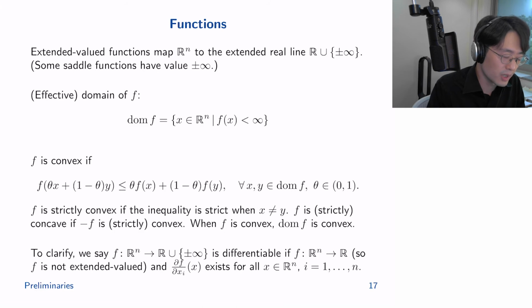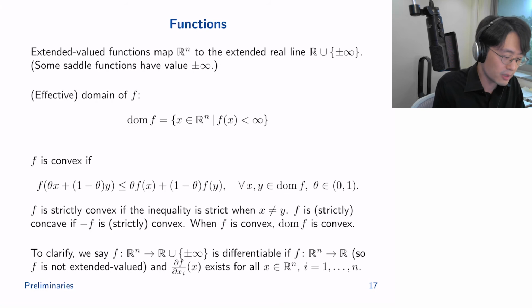Given a function, we define its effective domain as the points such that the output of the function is less than infinity. In particular, if the function outputs negative infinity, then that point is part of the domain, but points where the function outputs positive infinity are not part of the domain. We say a function is convex if it satisfies this convexity inequality for all points x and y in the domain and theta between 0 and 1.